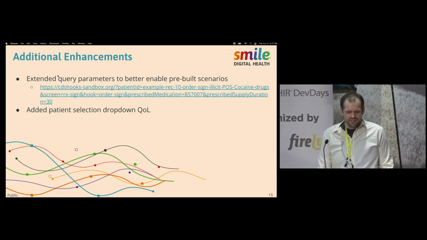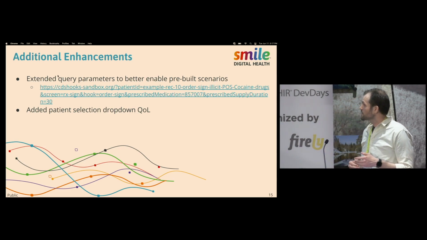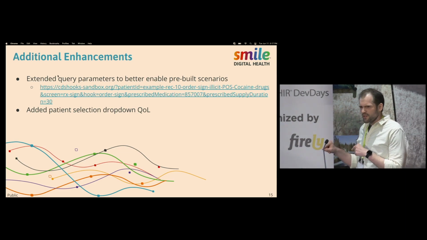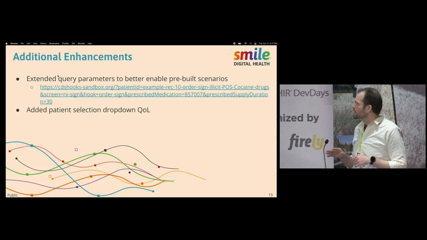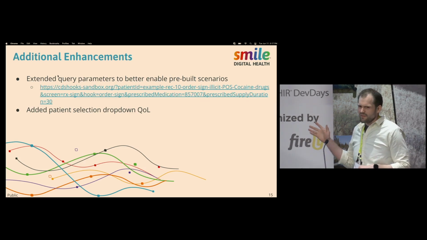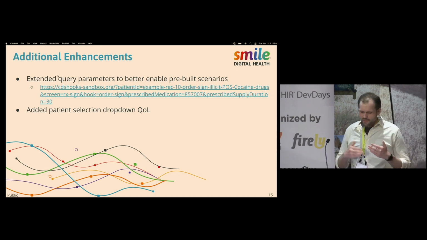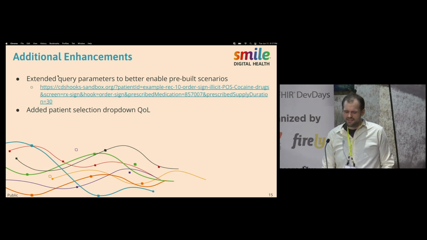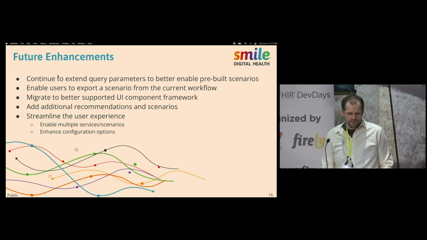We also added in a patient selection drop-down that's populated from the FHIR server that you choose. Before, you had to know your patient ID and input it in there. So we've added in just a quality of life improvement that populates from the server and allows you to select the ID you want to test with.